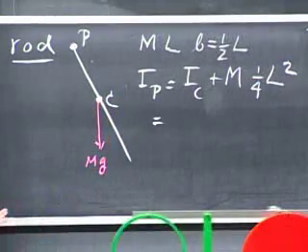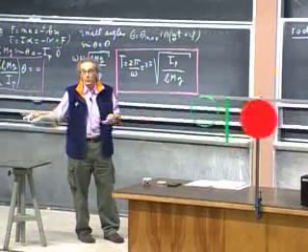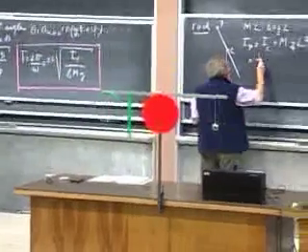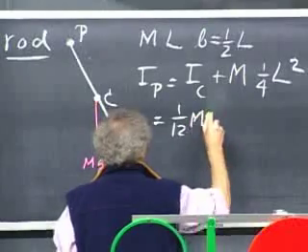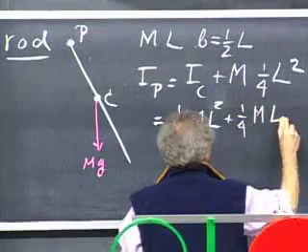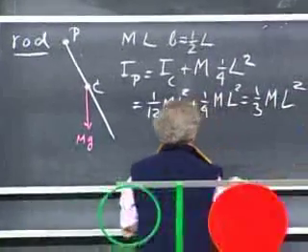I looked that up in the table. I happen to remember it now because I'm lecturing 801. Two months from now I will have forgotten. So I remember now that it is 1/12 m L squared plus 1/4 m L squared. That becomes 1/3 m L squared.